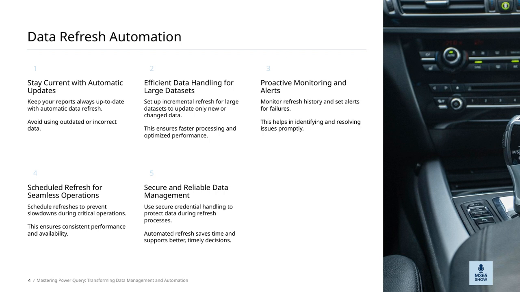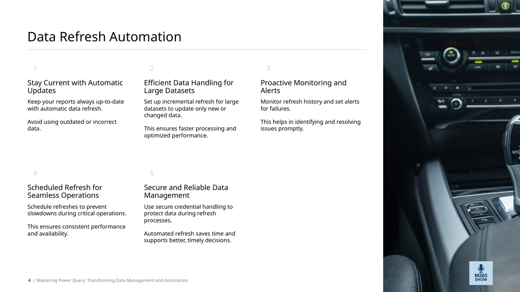Speaking of scheduling, setting up regular refreshes helps prevent slowdowns during critical operations. If data updates happen smoothly and consistently, we maintain performance and ensure data availability when we need it most. Monitoring is also vital. By checking refresh history and setting up alerts for failures, we can quickly identify and solve issues. This proactive approach helps maintain data integrity and minimizes disruptions.